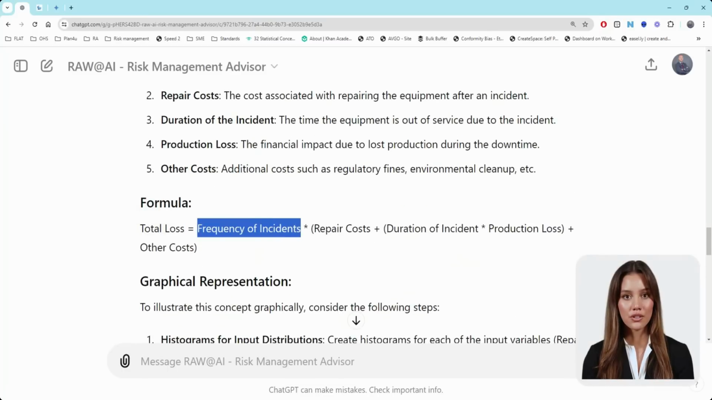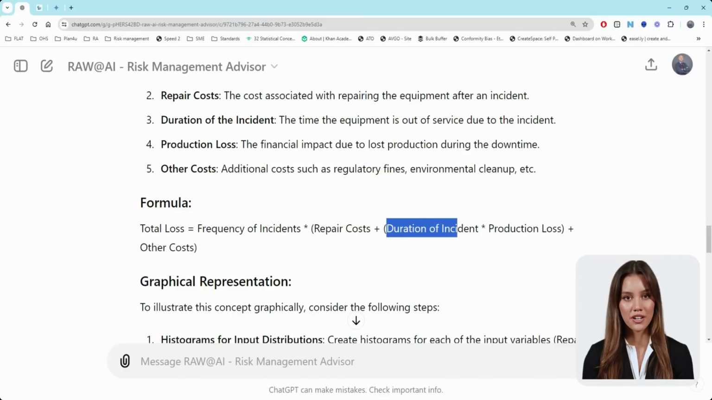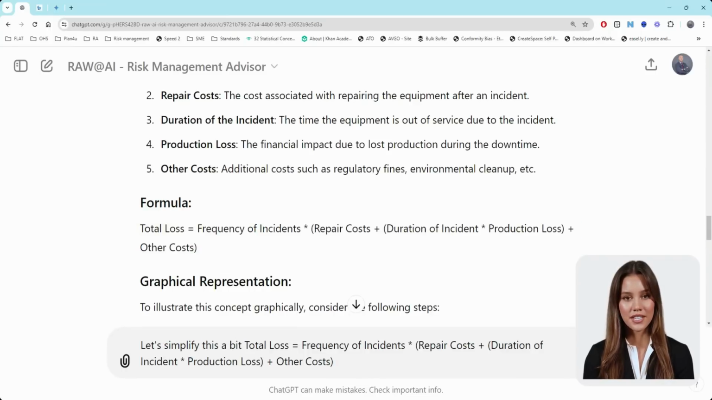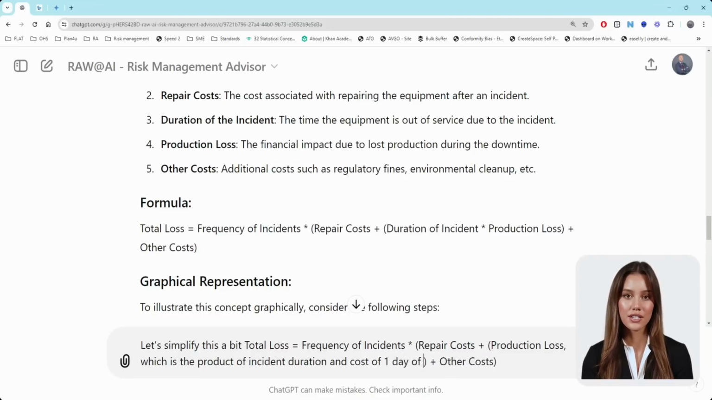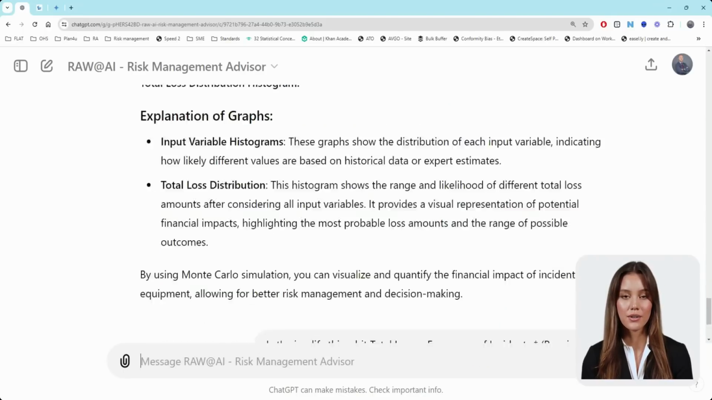It's confirming that our total loss, which is a distribution, is a product of a few inputs, a few assumptions: how frequently we experience incidents, and for each occurrence, what the typical repair cost is. This is also a distribution. How long the incident lasts is also important because we can calculate the production loss. Technically, we could calculate the duration of an incident and multiply it by the cost of a lost day, then add other costs. But let's simplify this. So the total cost is the frequency of incidents times the repair cost plus the production loss, which is the product of incident duration and the cost of 1 day of production loss, plus other costs.